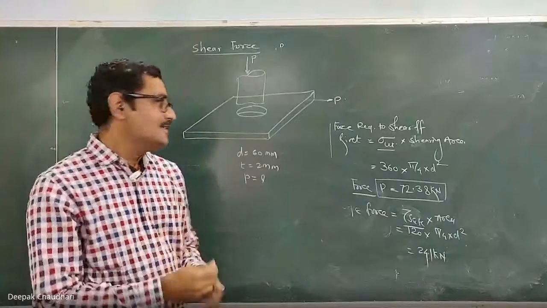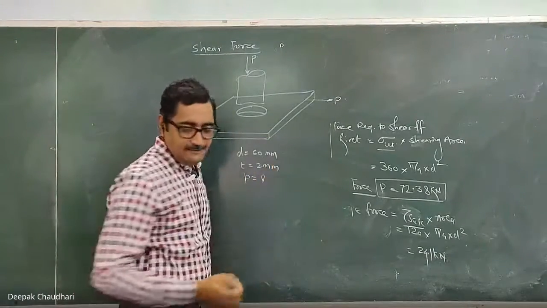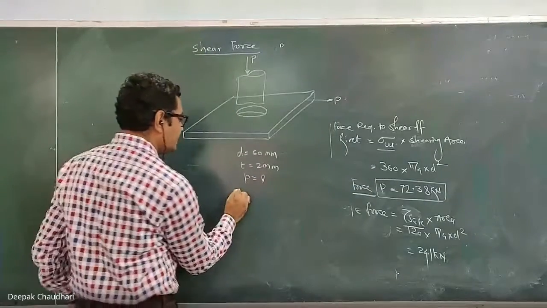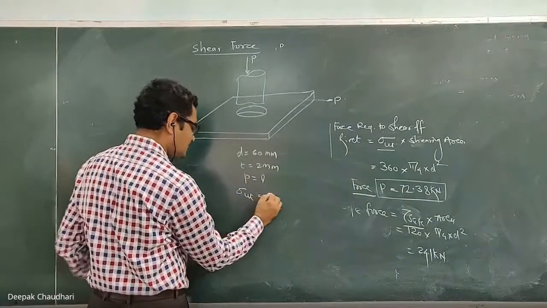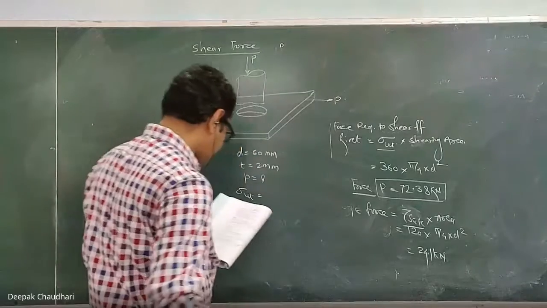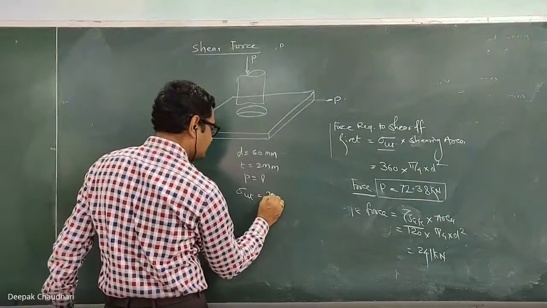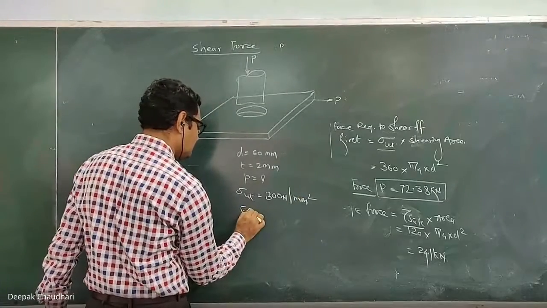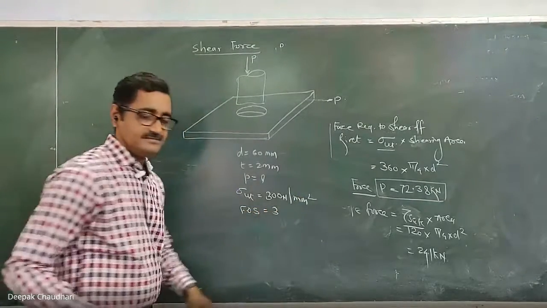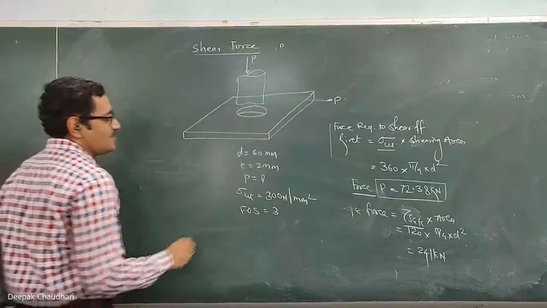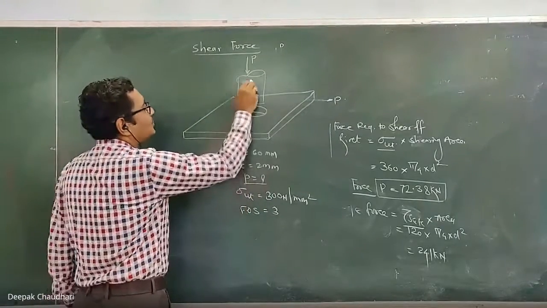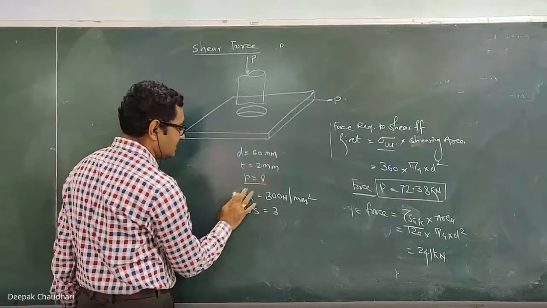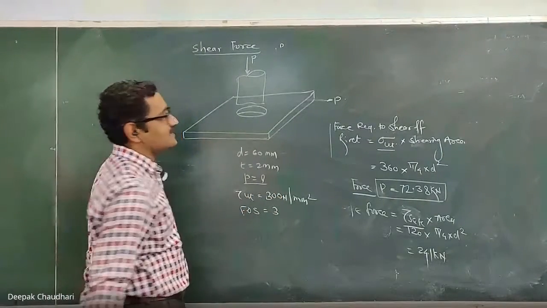Now again, in this question it is not given, but say the ultimate shear stress for the plate is 300 Newton per millimeter square, and the factor of safety is 3. This is given. You have to calculate the force P required to punch the hole. The ultimate shear stress is given, and the factor of safety is given.